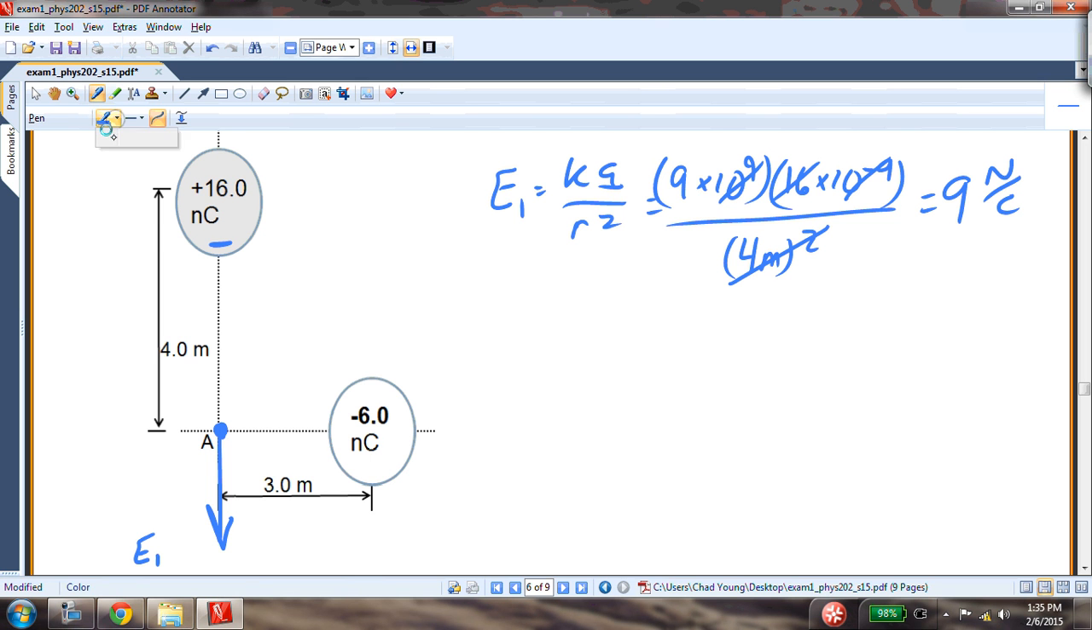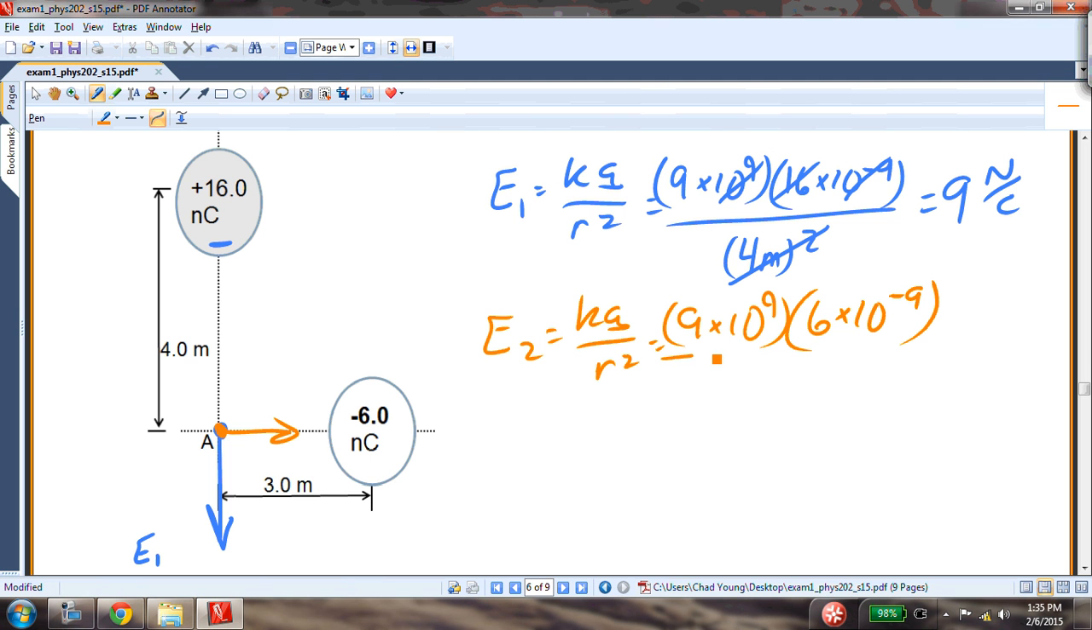Then if I want to do the other one, at this point, due to this charge, my electric field is in this direction. I'll call this E2. kq over r squared again. That's 9 times 10 to the 9th. Q is 6 times 10 to the minus 9. Notice I don't put the sign here because the sign is already being included when I draw this vector. Divided by the distance, which is 3 meters squared. That cancels with that, that with that, and we're left with 6 newtons per coulomb.